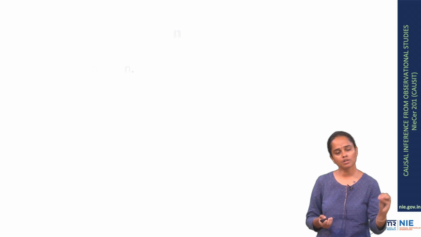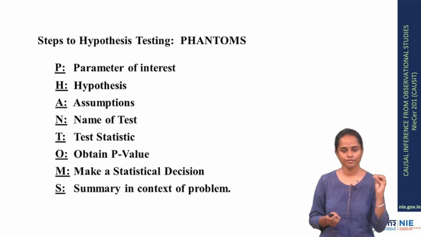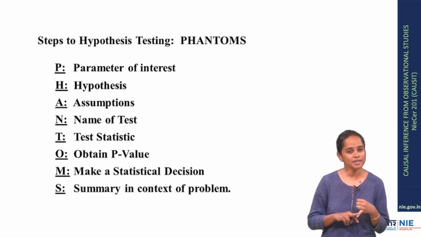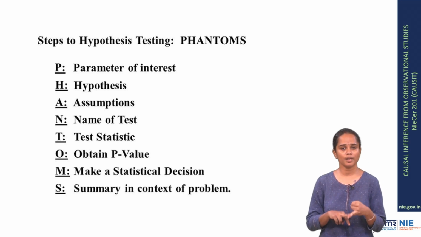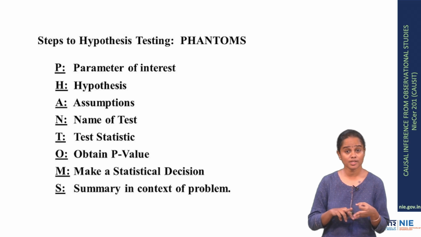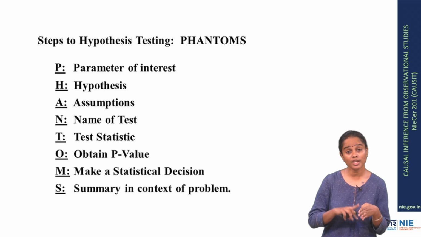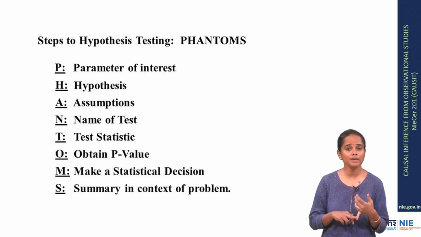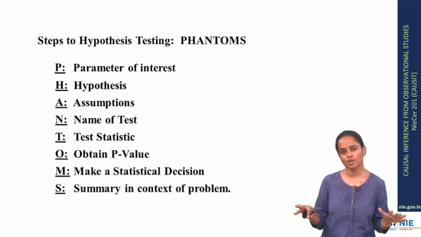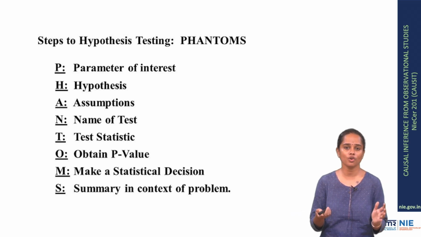So we will go through once again the steps of hypothesis testing. You state the parameter of interest. You state upfront your null and alternate hypothesis. You list out the assumptions that we are making before we rush into statistical tests. You name the statistical test that you will be using. You calculate the test statistic. You obtain the p-value. You make a statistical decision and you state your conclusion in the context of your research.